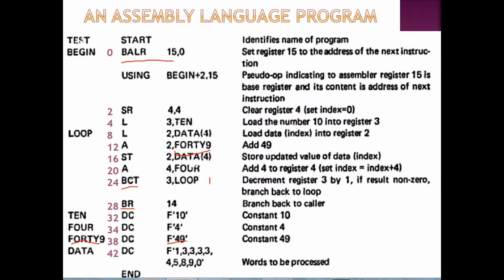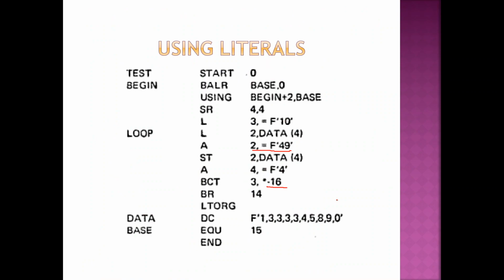What is the address of the current instruction? If in this line I say asterisk, the address of the current instruction is 24. There I'm saying asterisk minus 16, so I have to subtract 16 from 24. 24 minus 16 gives me 8. So instead of saying loop, I'm saying asterisk, the current address 24, minus 16, which is 8. So you have to loop to location 8. That's what you have given here. This is another way of writing the same program.